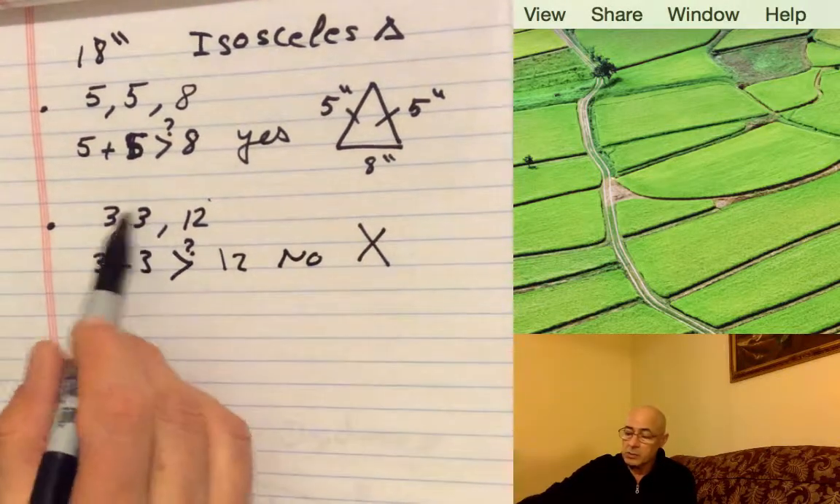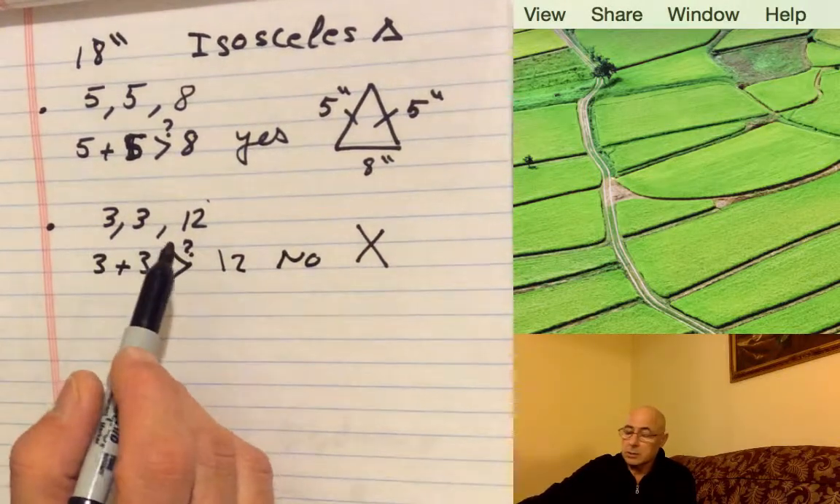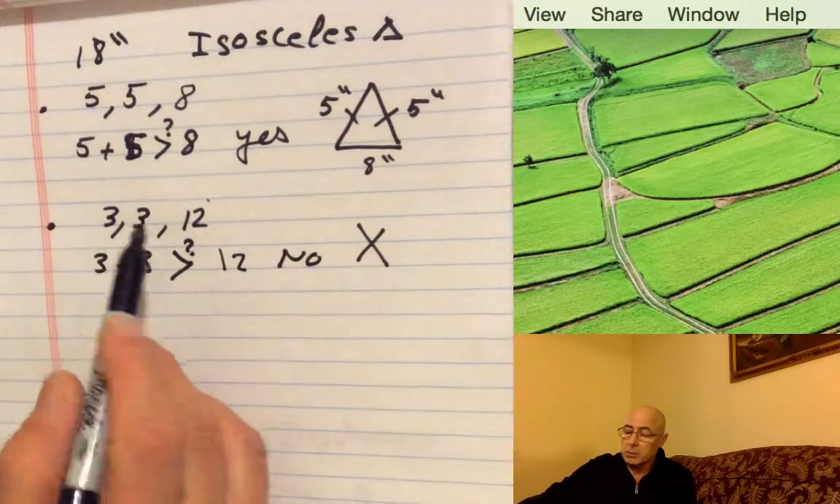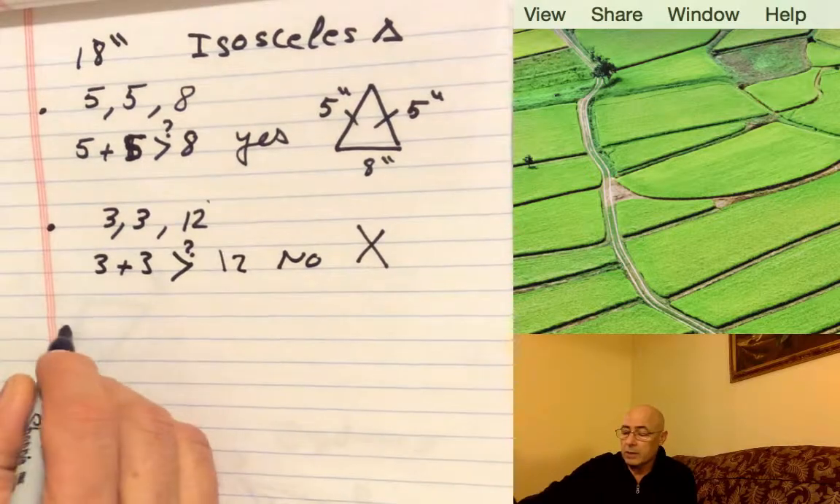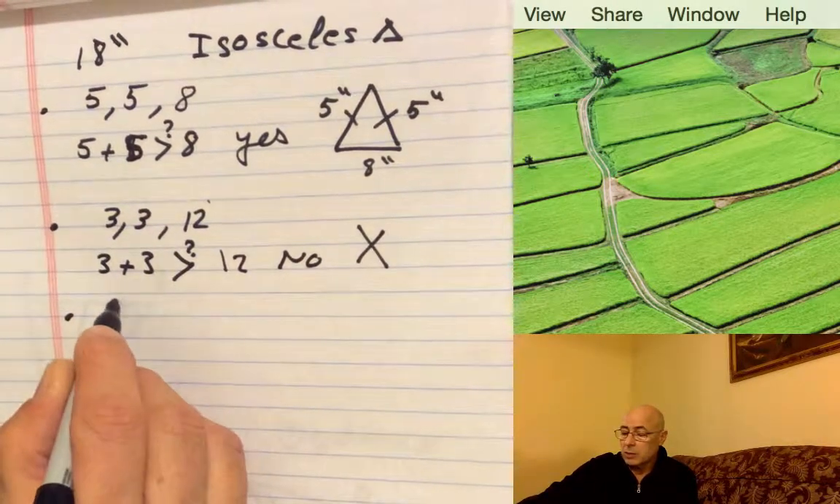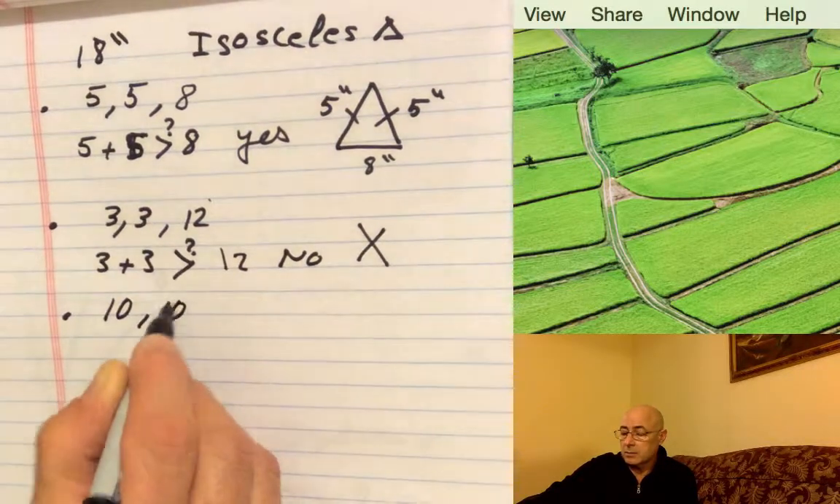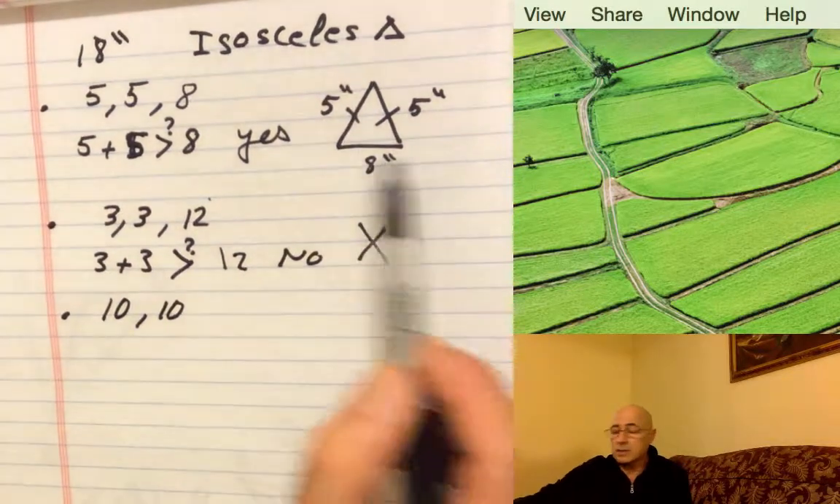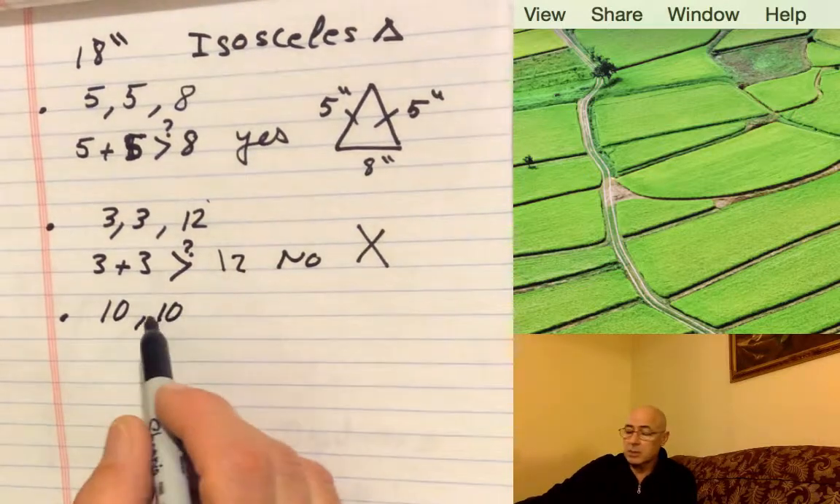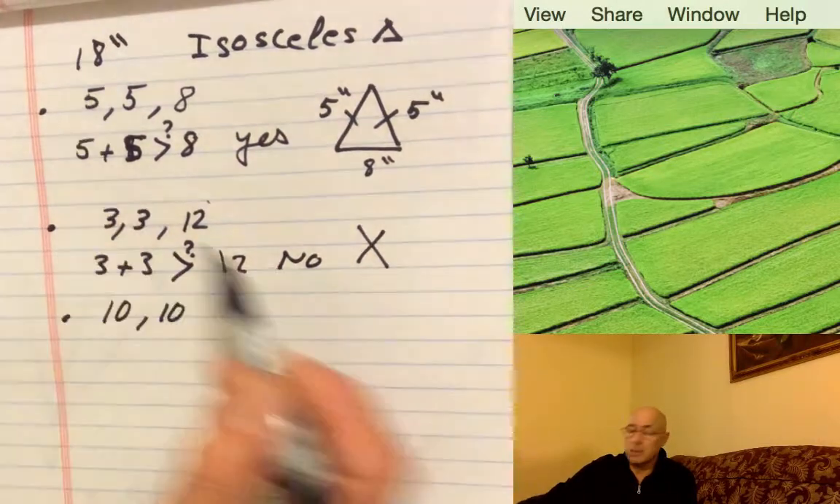So you can't go too small here. You need it to be greater than 12. But you can't make these too big either. I'm going to give you another example. Let's say I'm going to do 10 and 10. The 2 legs of the isosceles triangle, each one of them is 10. Can I do that? 10 plus 10, 20. I have only 18. How is that going to be done?